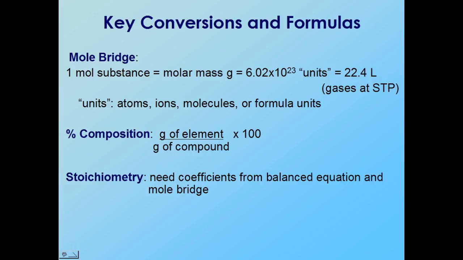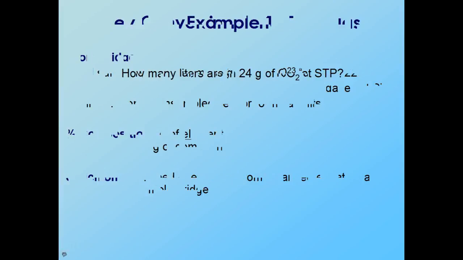With percent composition, this is just a ratio, the amount of the particular element or substance that you're looking at over the mass of that compound times 100. And then with stoichiometry, you do have to account for the ratio that's used to relate the substances to one another from a balanced equation. So it's basically acting as your chemistry recipe.